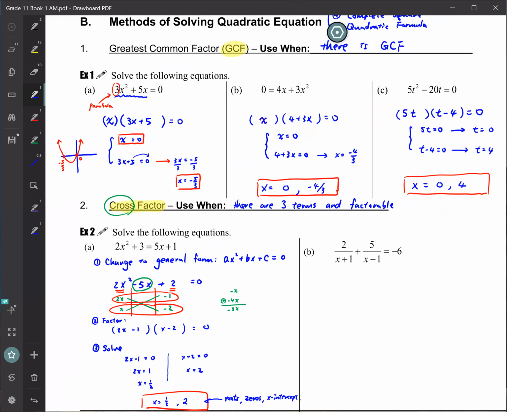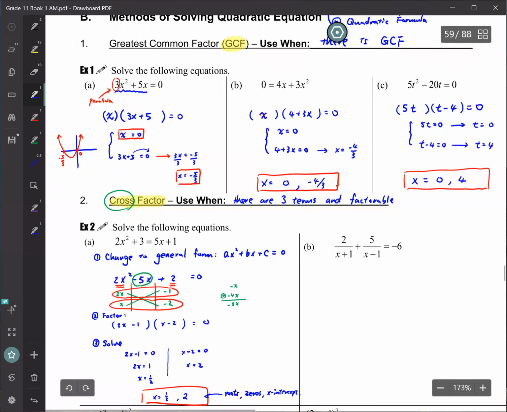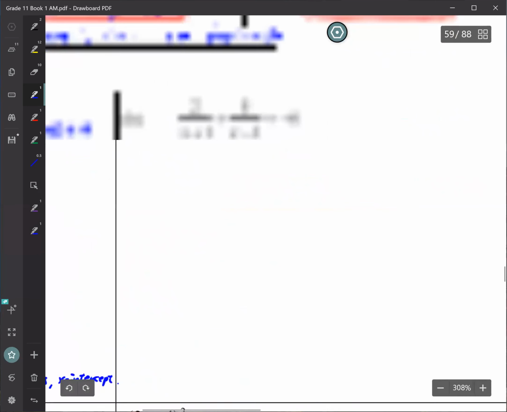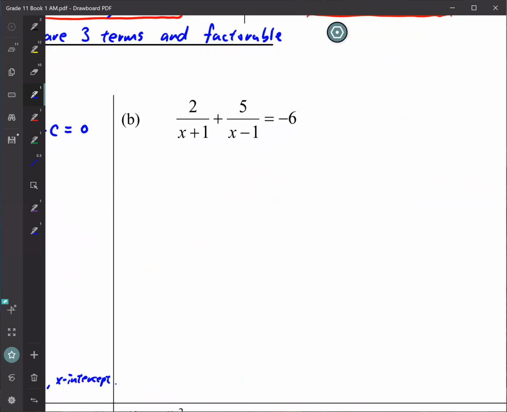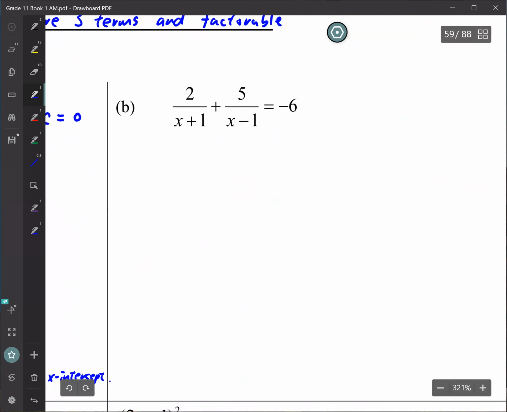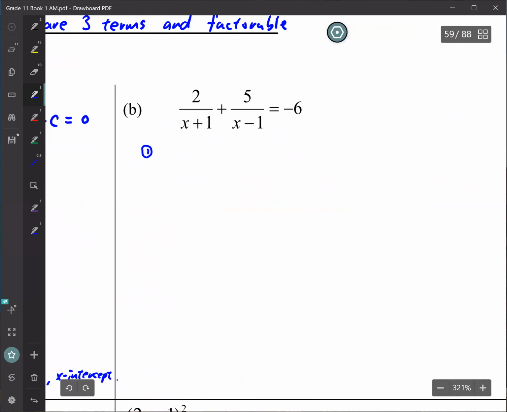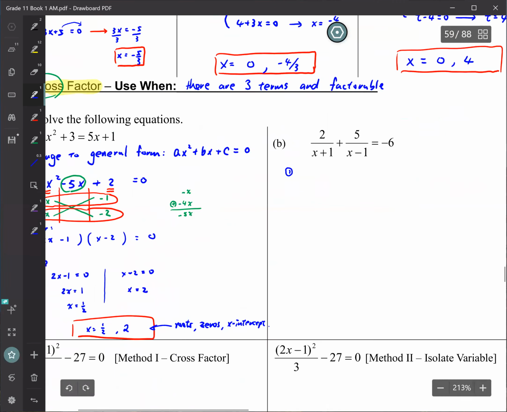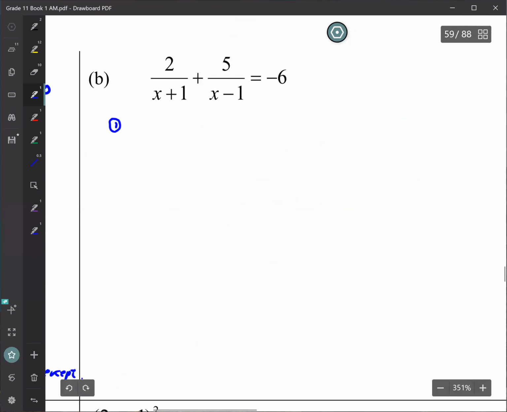Okay, all right, so let's look at an example now. Question B. Question B doesn't look like general form, right? So our first job is to try to turn it into general form. So how do we do this then? How are we going to turn it into general form? Any suggestion? It looks very different.